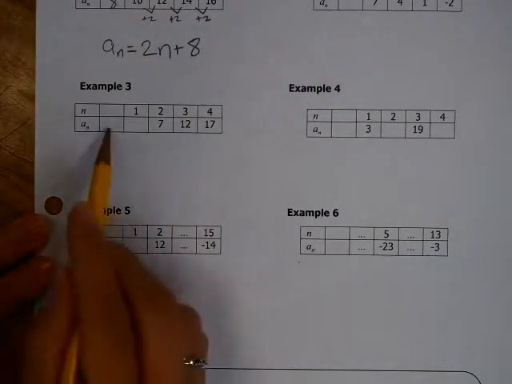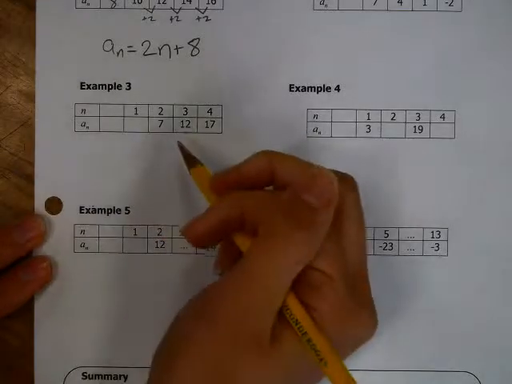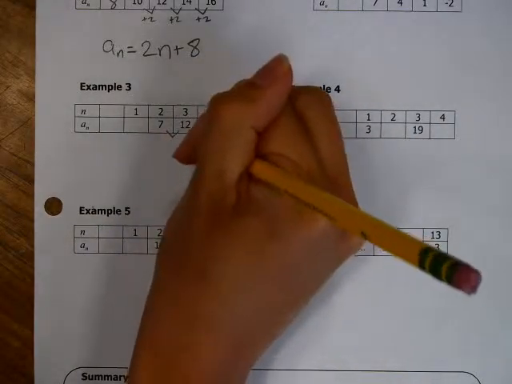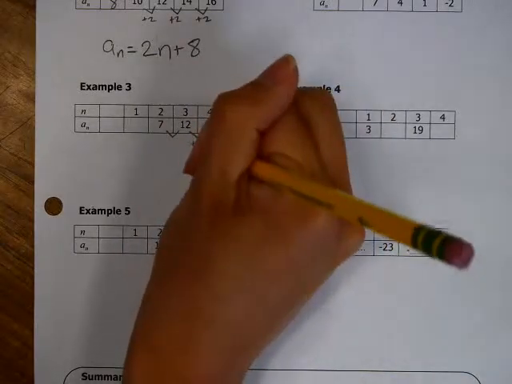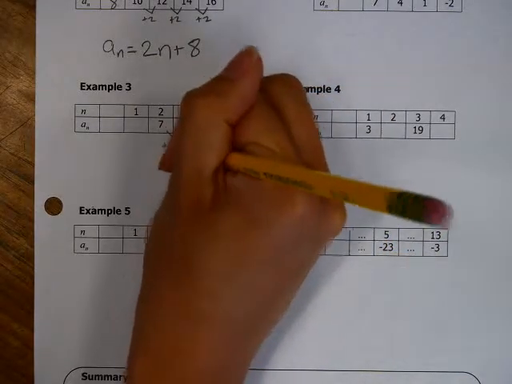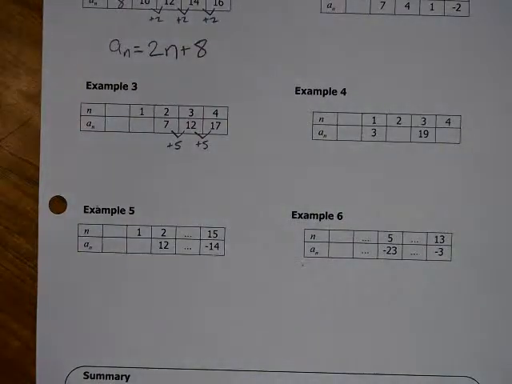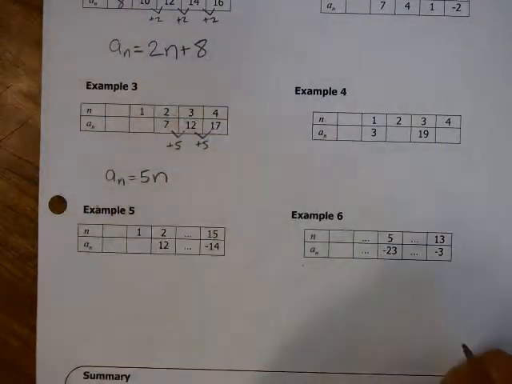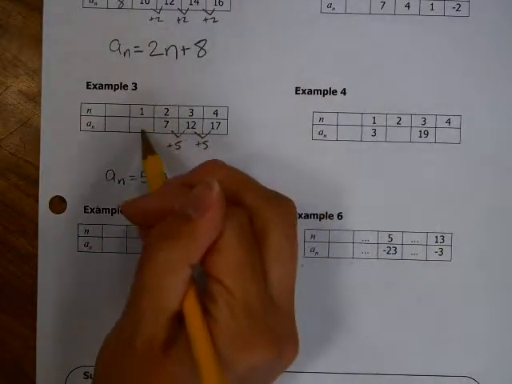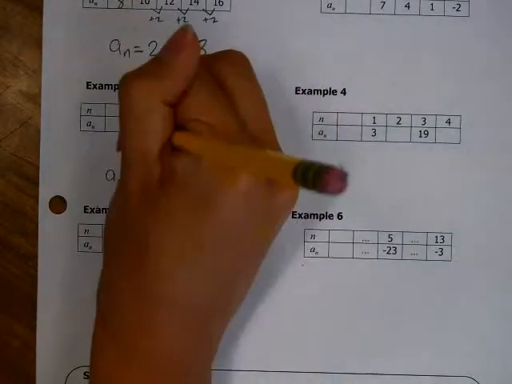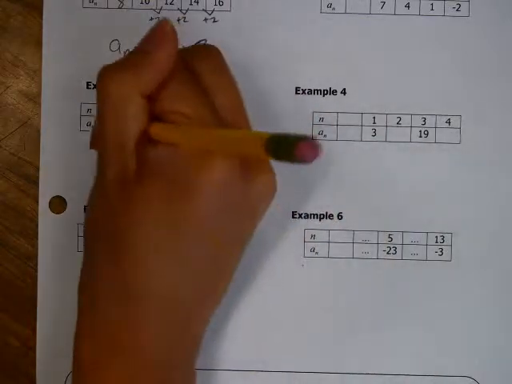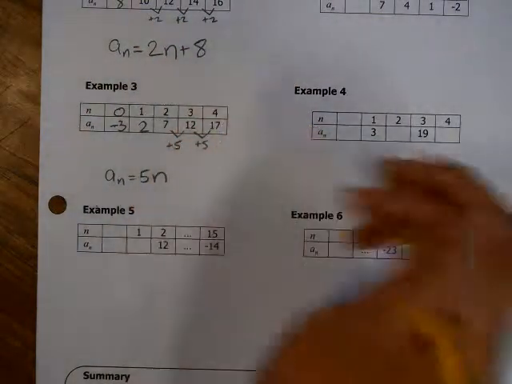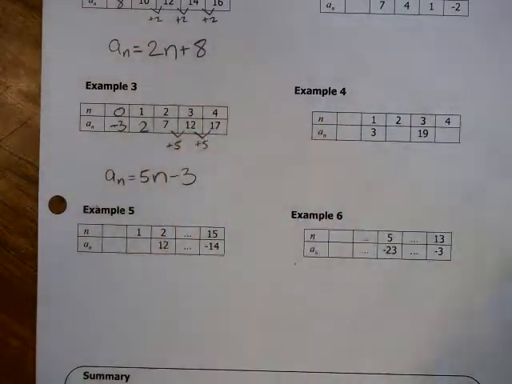Example 3, I gave you a couple more blank spots, but that's alright. We could still figure out what our pattern is. So for both of these, we have to add 5. A sub n equals 5n. This time we're going to have to back it up a couple times. So we get 2 and negative 3 for our 0 term. A sub n equals 5n minus 3.